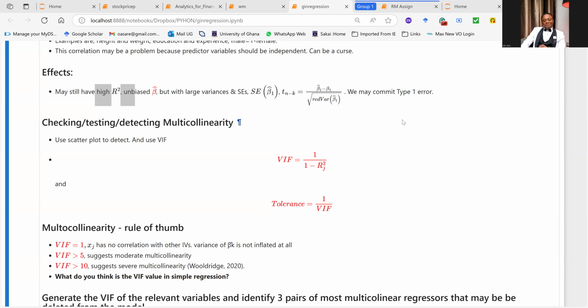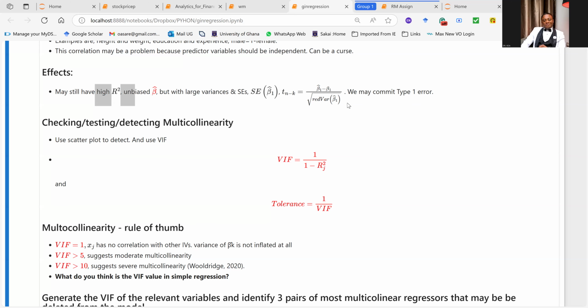Because there's no correlation with other independent variables. There's just one independent variable and then there's a dependent variable. Good. Go and find out the arrangements. Okay. So that is the VIF.